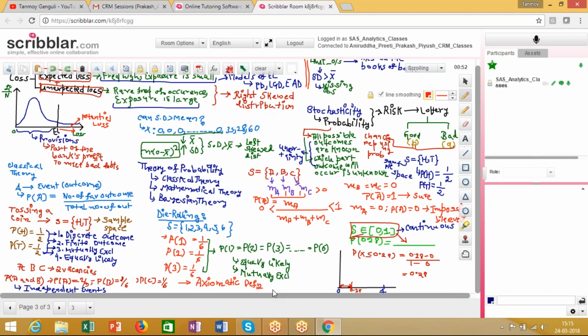Previously, all the outcomes we talked about, all the events in the sample space that were constructed, were equally likely to occur. But there can also be events which are not equally likely to occur. So how do you capture those? Those are captured using the axiomatic definition.